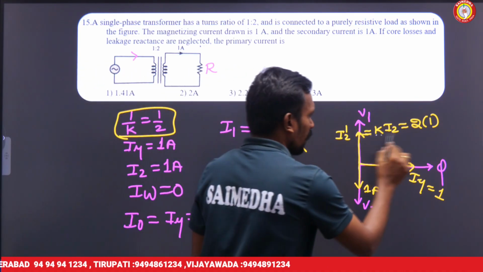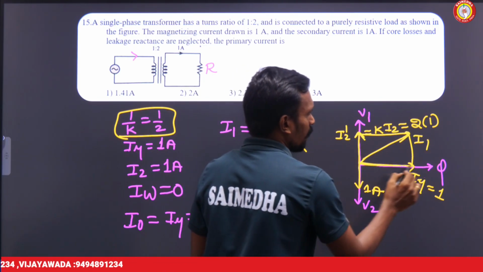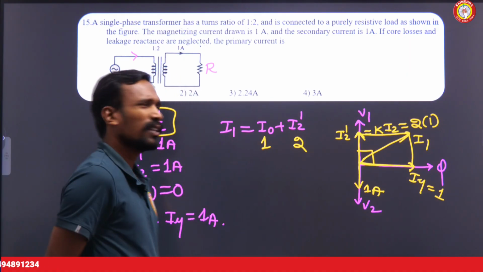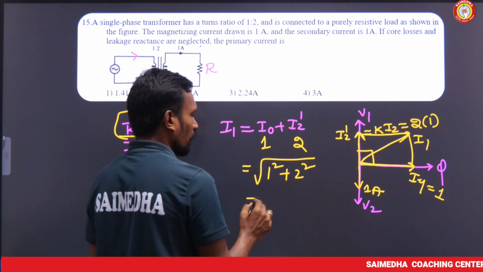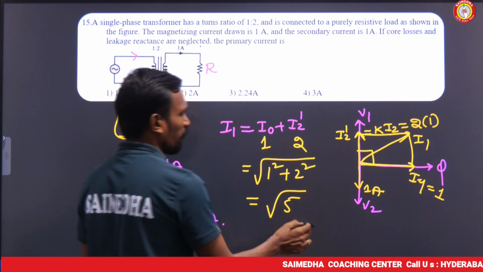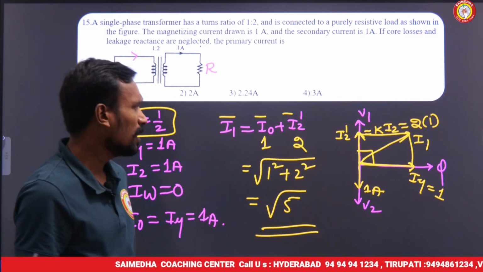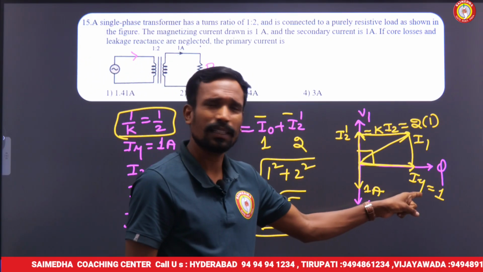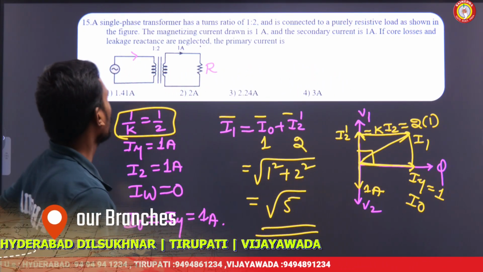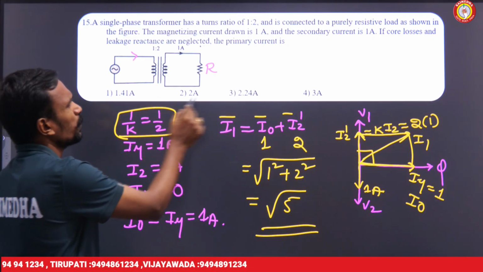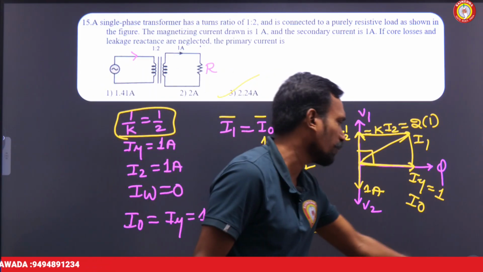We need to take the sum of these two as I1. I2 dash and I mu are 90 degrees displaced. So simple vector addition: 1 square plus 2 square, 1 plus 4, root 5 is your answer. This is the vector sum, not an arithmetic sum, because I2 dash is here, I mu is here. The I mu is nothing but I naught because there is no IW. So root 5 is our answer, nothing but 2.24 and so on.